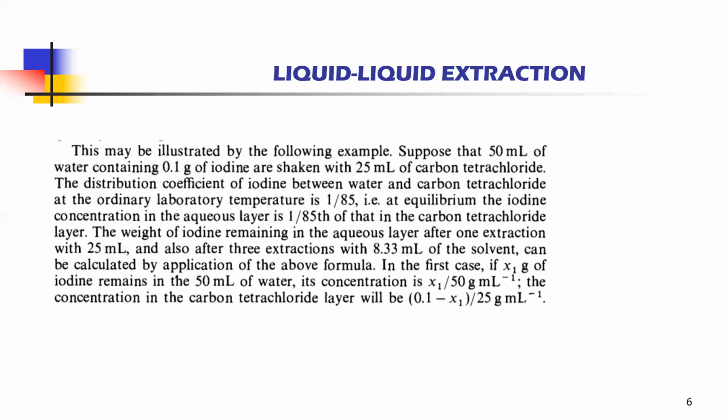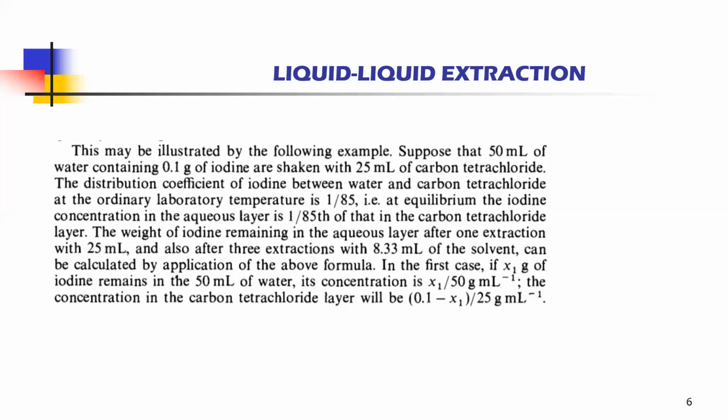Now we know from the literature value that the distribution coefficient of iodine between water and carbon tetrachloride at ordinary laboratory temperature is 1 upon 85. This tells us how the solute iodine will distribute from the aqueous phase into the organic phase. At equilibrium, the iodine concentration in the aqueous layer is 1 by 85th of that in carbon tetrachloride.